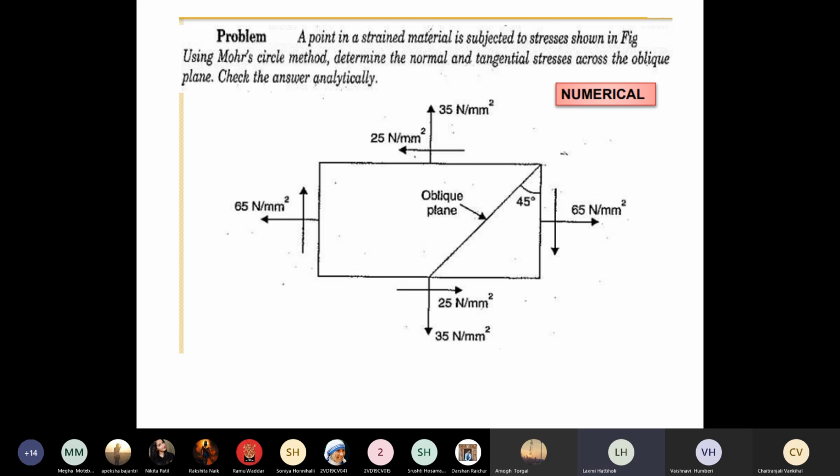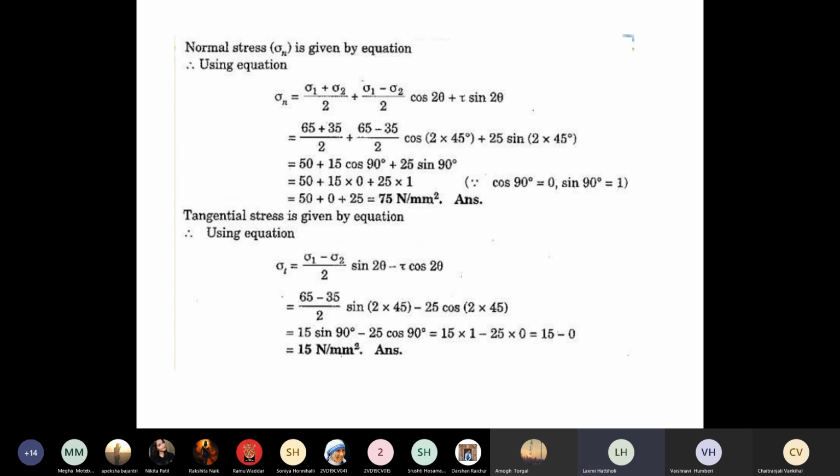Yes, ma'am. Okay, fine. So, in this particular question, the things they have given you are sigma x, sigma y, the angle theta of 45 degrees, and q, that is 25 Newton per mm square. Now, let's see how we can solve this problem by the graphical method. But first, instead of going to the graphical method directly, let me solve this problem by the analytic method, that is, by using the formulas. I'll compare these answers with the graphical analysis so that you will understand it in a better way.